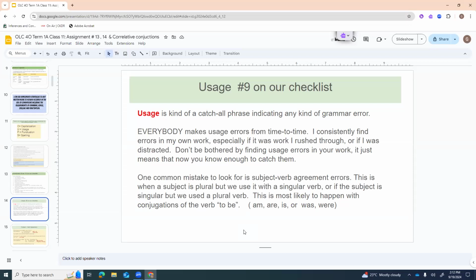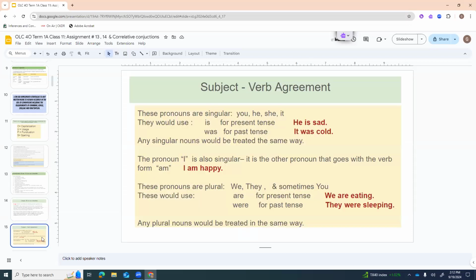One common mistake that I look for specifically is subject-verb agreement errors. And this is where the subject is plural, but we used it with a singular verb, or the subject is singular, but we used a plural verb. Most commonly it happens when we're using conjugations of the verb to be. Am, are, is, or was, and were. A lot of people don't realize sometimes that these are specific to being singular or plural. So we're going to kind of talk about that.